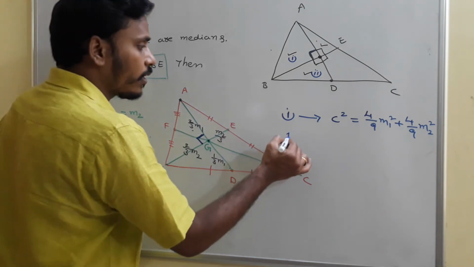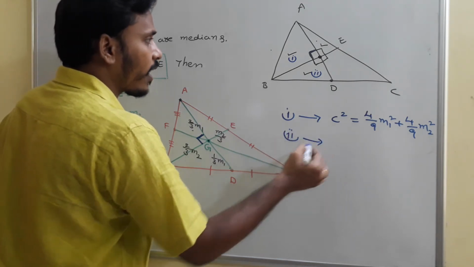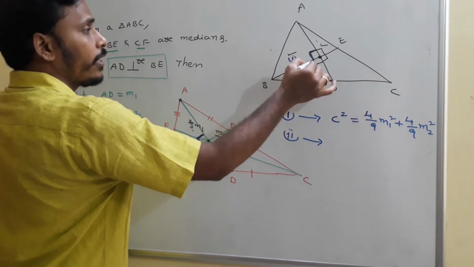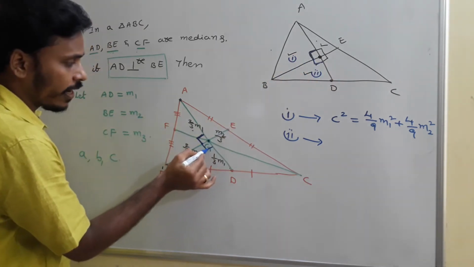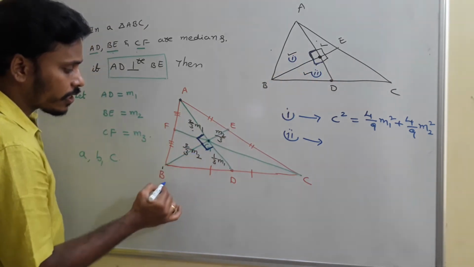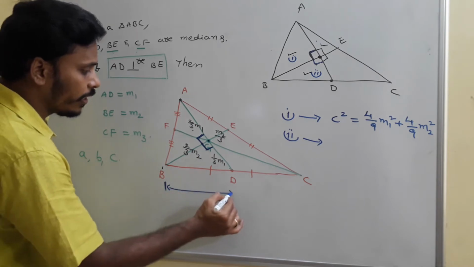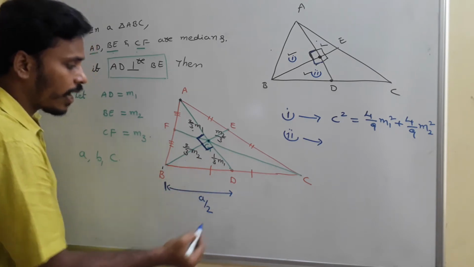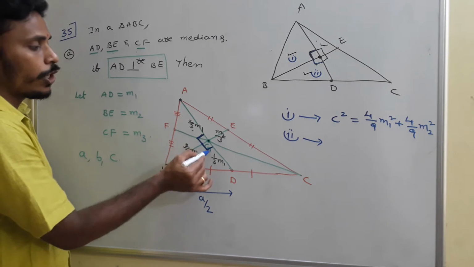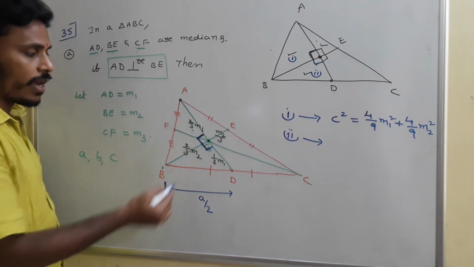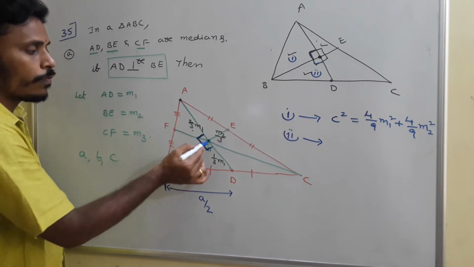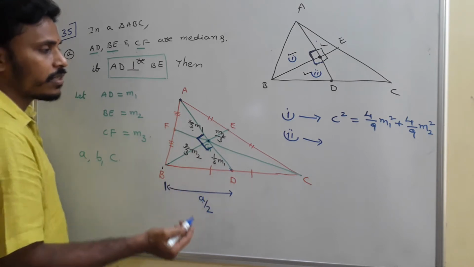Then coming to the Pythagoras theorem for the second triangle, here it is 90. Just look there. Since it is 90, its opposite side is BD, which is half of BC, and that is A by 2. So here you need to apply Pythagoras theorem for this triangle. This is 2 by 3 m2, this is 1 by 3 m1, and this is A by 2.